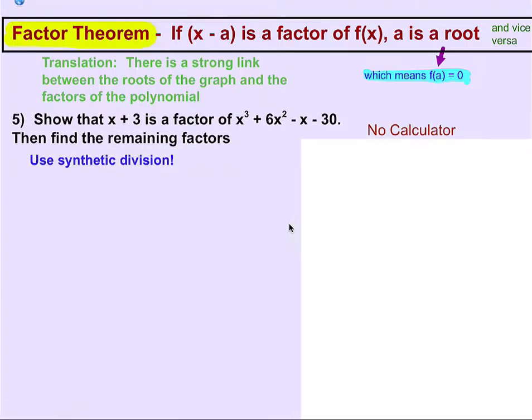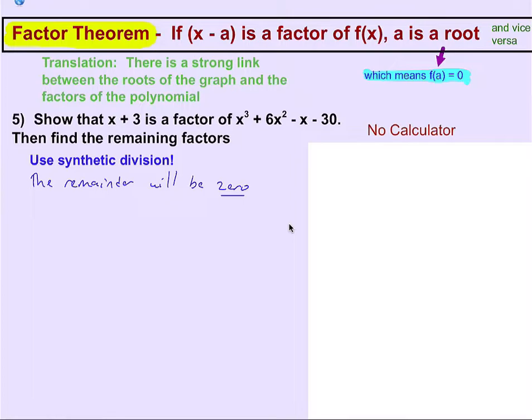synthetic division, we should get a remainder of 0. That's how you know that a factor goes into a polynomial.